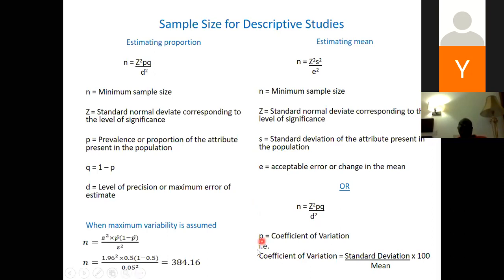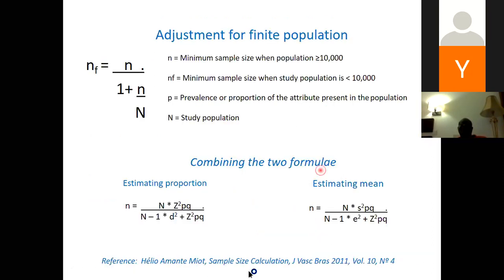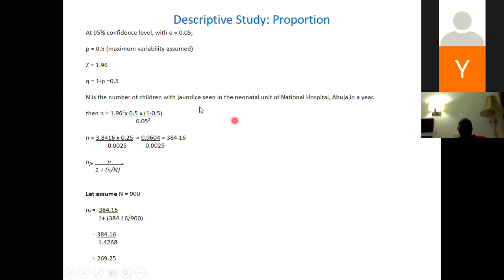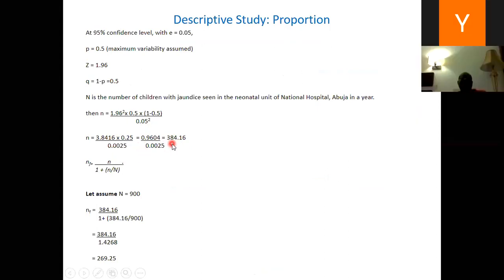Now, don't let us overflow that. So, look at the scenario here. Same thing. 0.05, just put it, it gives you 384.16. If you are studying the community, that will be the sample size. But in a situation where N is 900, let's assume that maybe you are studying a facility and the population is limited, less than 10,000, and your N is 900. When you adjust for it in the other formula, it will come down to 269.25, which is like 270. So let's see the way you use WinPepi to do it.